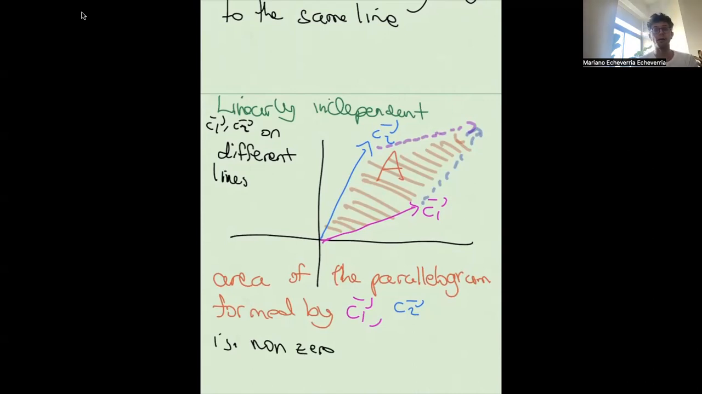This area of the parallelogram is what I'm about to, in 5 or 10 minutes, call the determinant of the two vectors. So in the linearly independent case, the two vectors are linearly independent if they have non-zero determinant. I'll make that more precise in a couple of minutes, but I'm just trying to lay it out there: in the case of two vectors on the plane, linear independence is really easy to study because it's literally just about the area of a parallelogram.